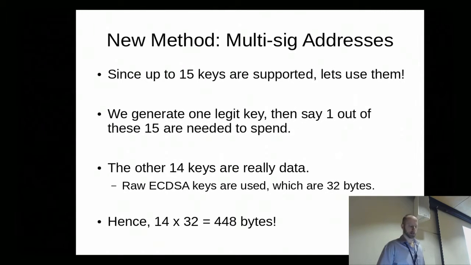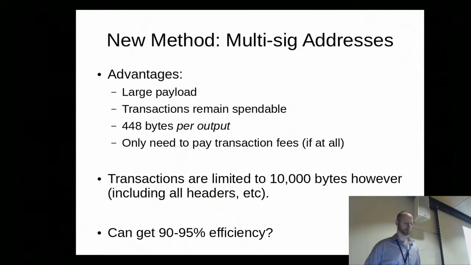In this case, the keys that are presented are the raw ECDSA keys, and those are 32 bytes. So you've got 14 times 32 equals 448 bytes. And this isn't just per transaction, this is per output. So in theory, and I'm going to get into the restrictions later, you can have 448 bytes times up to 256 maximum outputs. That's quite a lot.